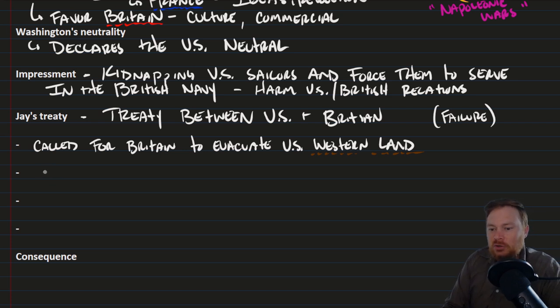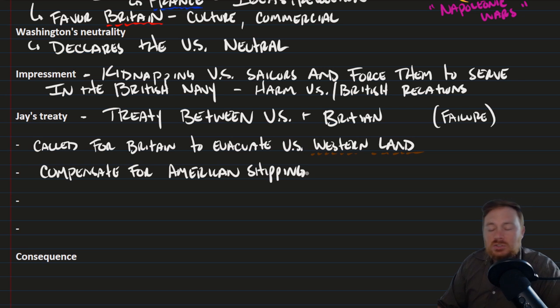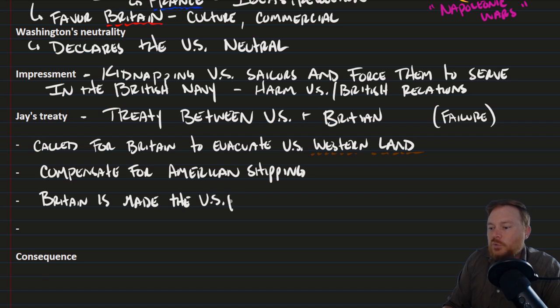The second thing that Jay's treaty called for is to compensate for American shipping, namely, the British don't want Americans trading with France during the war. And so any effort to prevent that is harming American profits. Jay goes over there, says, look, you've got to pay us back for the loss in American shipping. The part that maybe sweetens the deal for the British, we might say, is that Britain is made the U.S. primary trade partner. All right, so this is maybe a way to sweeten the deal.